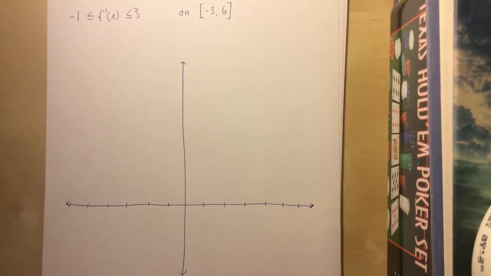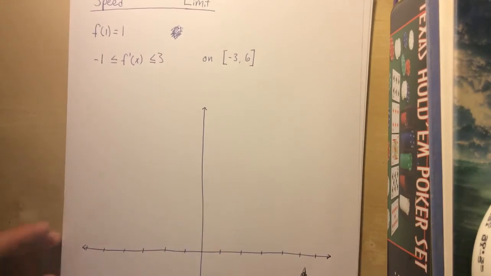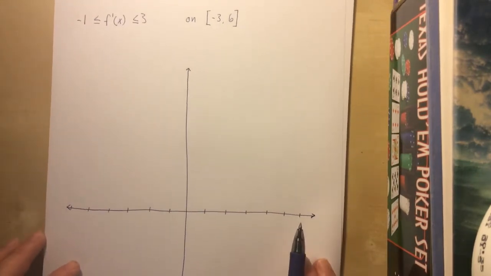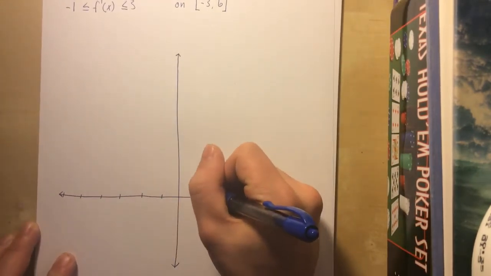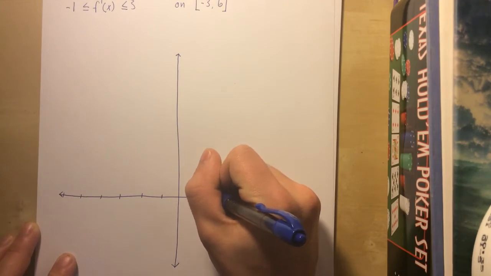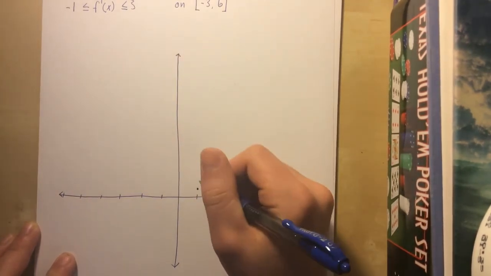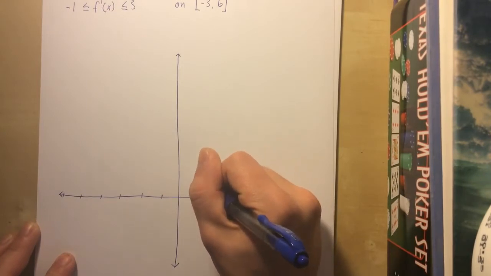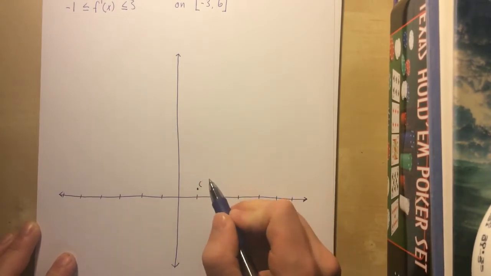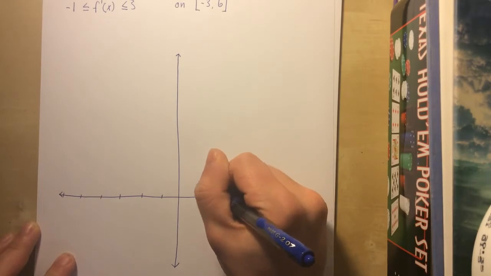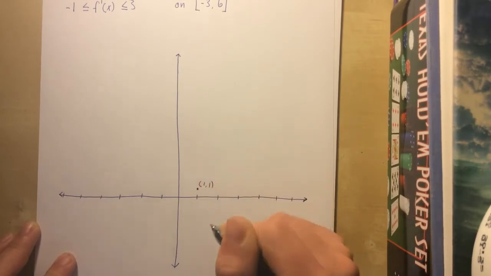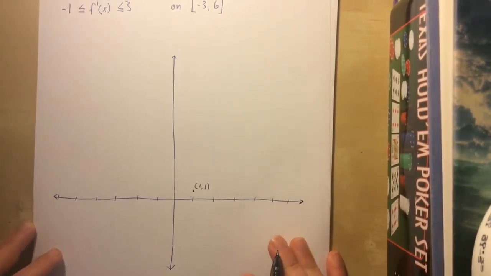So the first thing I'm going to do is plot our initial point, f of 1 equals 1. So that's just going to be the point (1, 1). And I'm not going to put units on the y-axis. I'm just going to plot the points and write down the coordinates of each point.